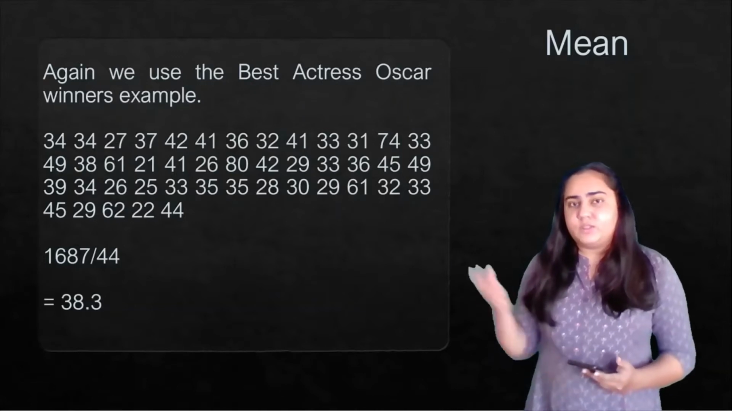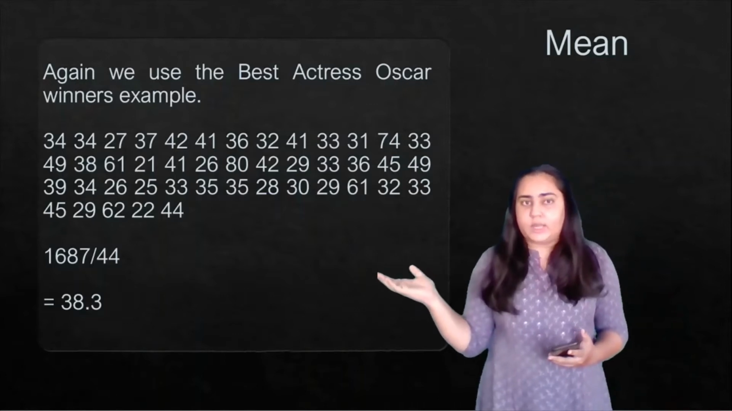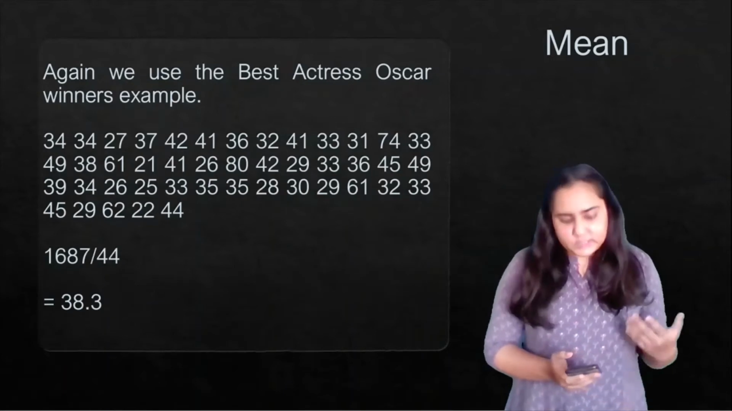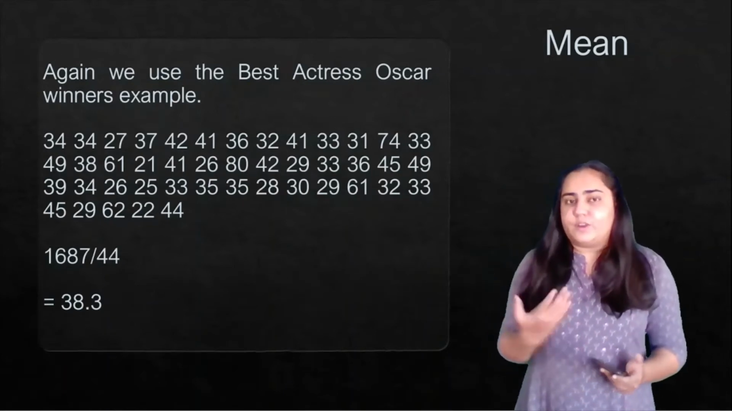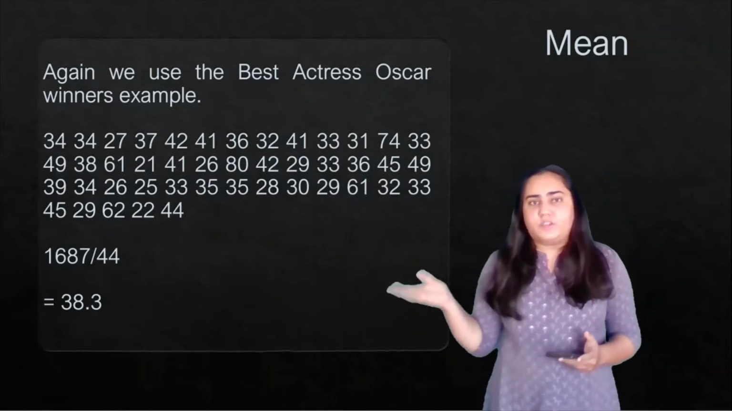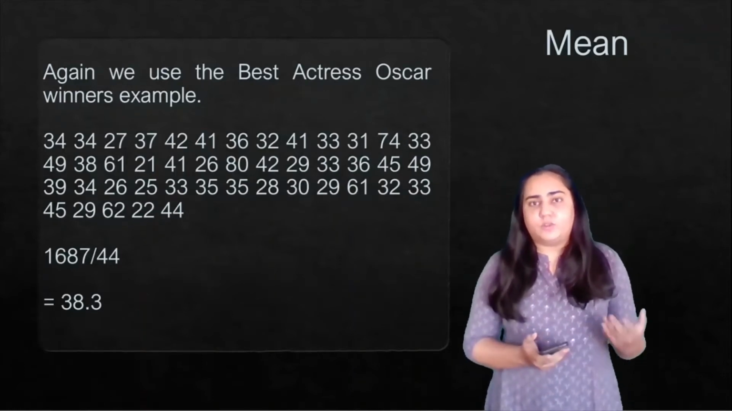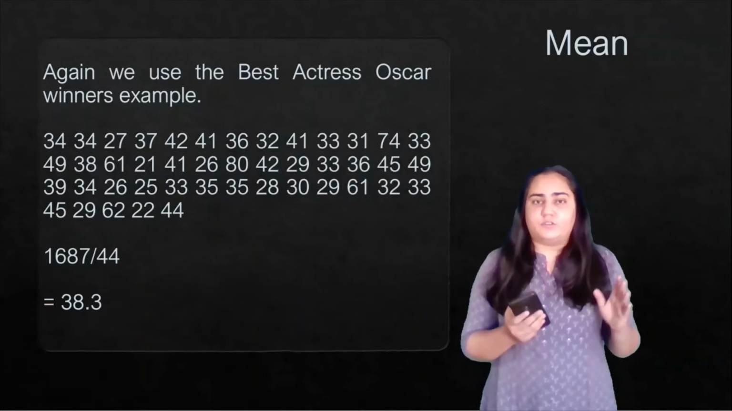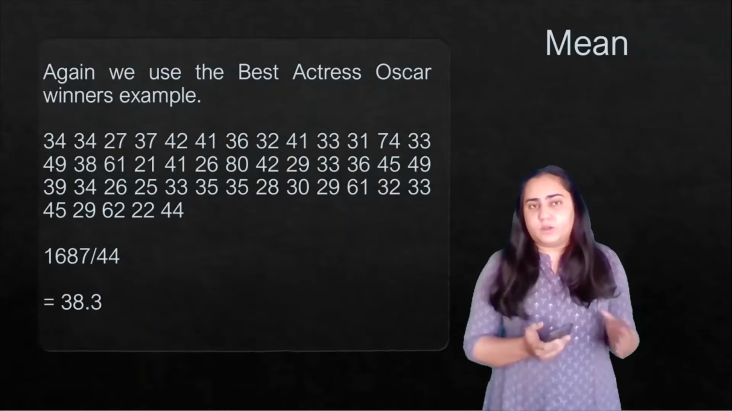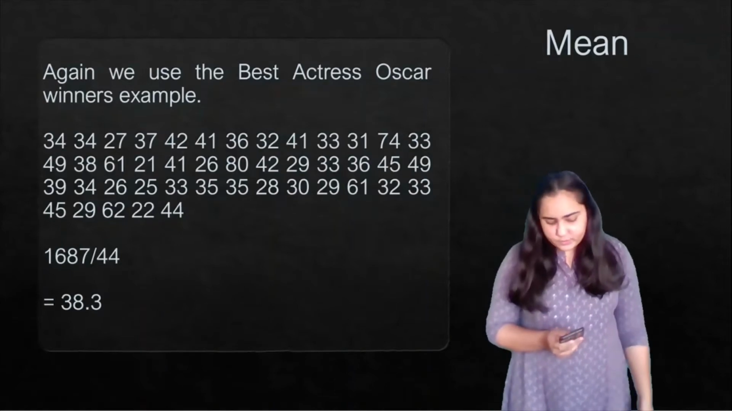And again, we can use the Best Actress Oscar winners example. These are the different ages, and if you add them all up, you will get 1,687. You can, of course, verify this by trying to add it on your own too. There are a total of 44 values, so we can divide this number by 44 and we get 38.3. So the average age of an actress who receives a Best Actress Oscar award is 38.3. This is the mean of the data.